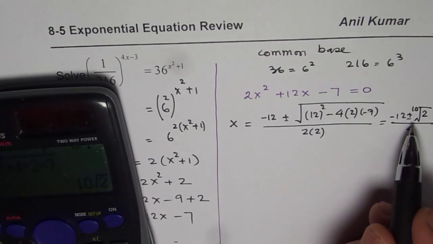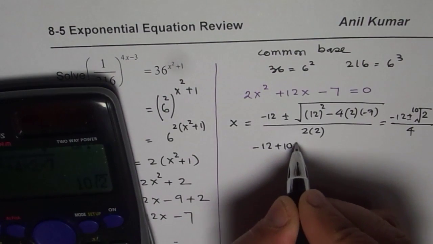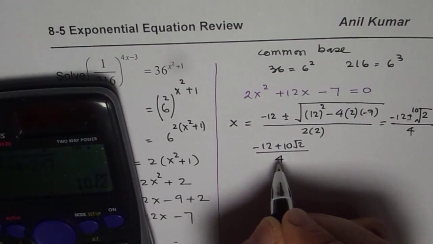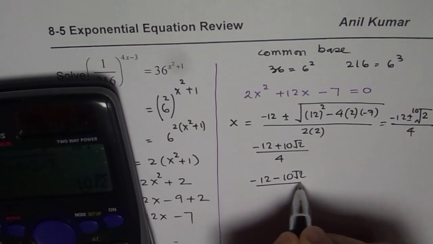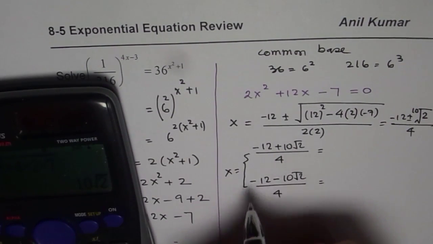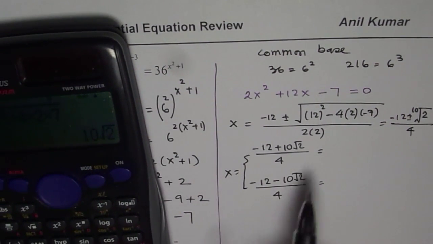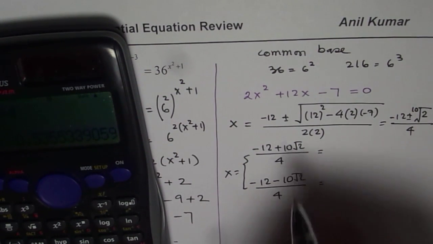So we get two possible solutions: one is minus 12 plus 10 square root 2, divided by 4, and the other one is minus 12 minus 10 square root 2, divided by 4. So these are the two possible solutions for x, right? So let's calculate these answers. You could write the exact answer, but we'll round it to decimal places and then write it down.